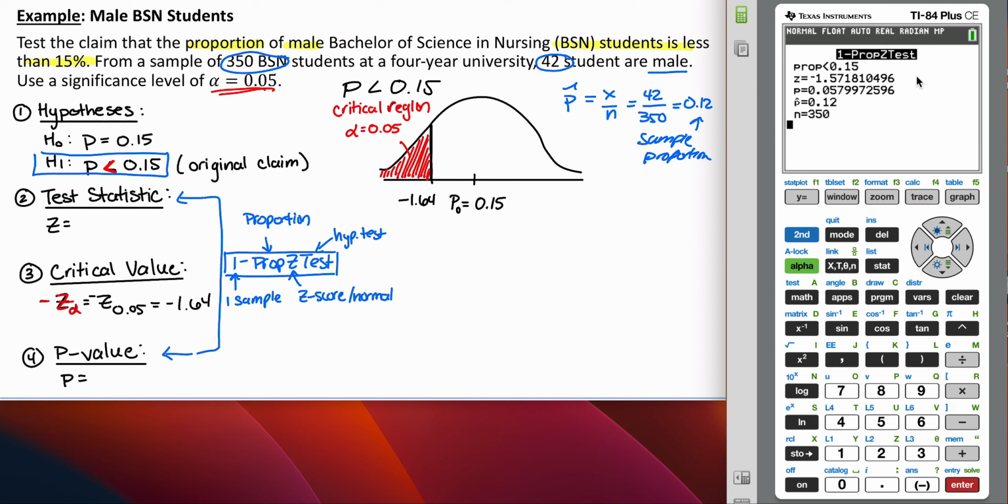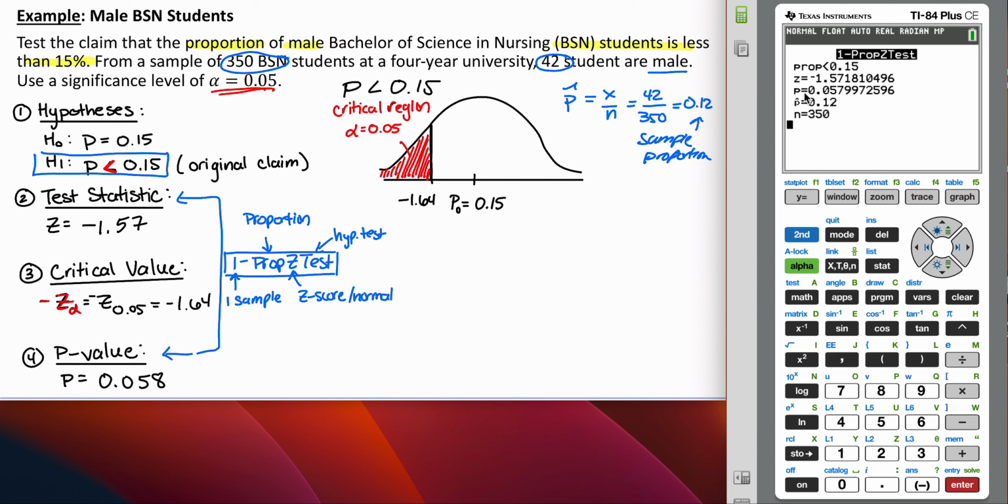And the 1-PropZTest gives you all of the results of the test in one screen. So the first thing that it tells you is your alternative hypothesis. So always take like 5 seconds to check to make sure that this matches up, because a common mistake that students make is they don't match up what they write in step 1 with what they mean to put in the calculator. Our Z-score, or our test statistic, is that Z-score. So let's write that down. That Z-score is negative 1.57. And our p-value is the third line here. So I'm going to write that down as step 4. That's 0.058. So take that out to 3 decimal places.